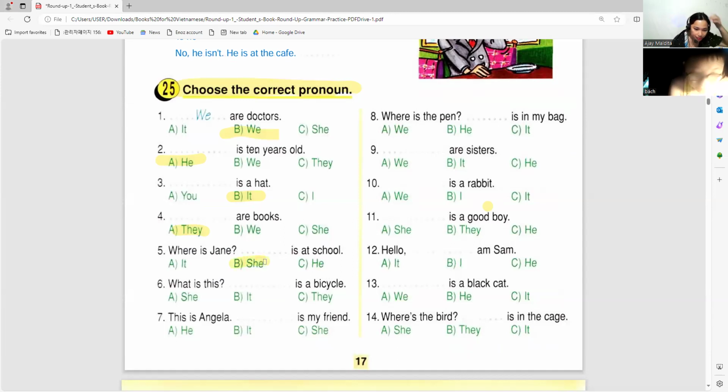Number six, what is this? Go on, Wangbak. I want you to answer now. Wangbak, what are you doing? Are you painting? Oh, I'm waiting. What's your answer, number six? It is a bicycle. Number seven.